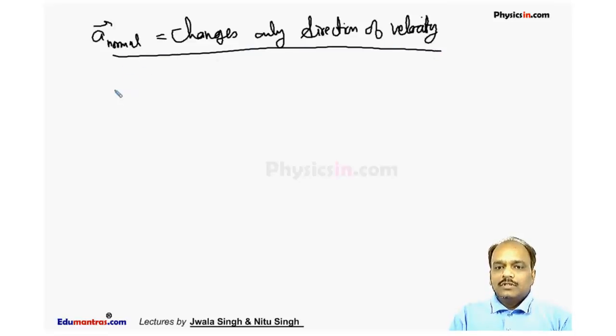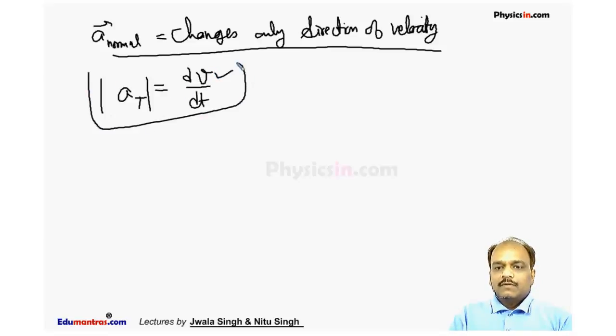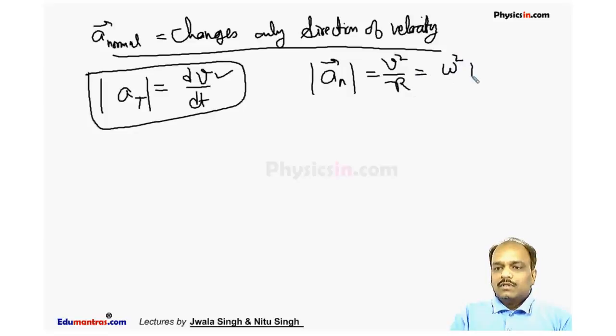So if there is a change in the magnitude of velocity, there must be some acceleration, which is called tangential acceleration. Tangential acceleration is along the direction of velocity and is equal to dv by dt, where v is the speed of the particle. The rate of change of speed is called tangential acceleration, whereas the magnitude of normal acceleration is v square by r, or also omega square r. So this is about the normal acceleration.